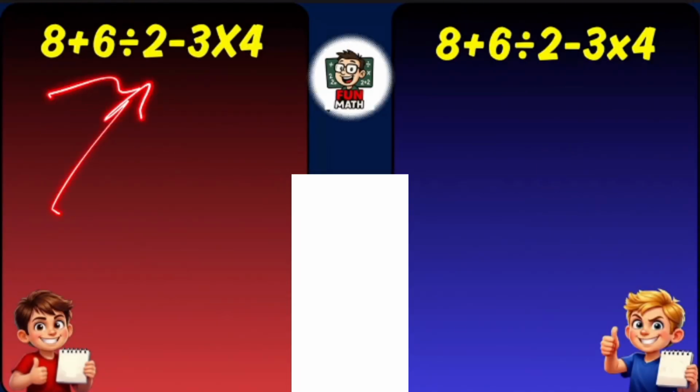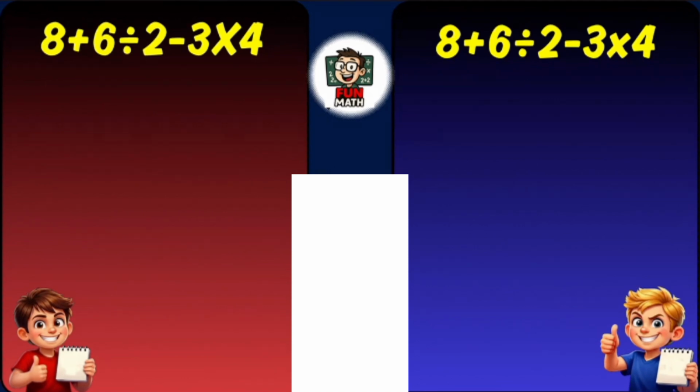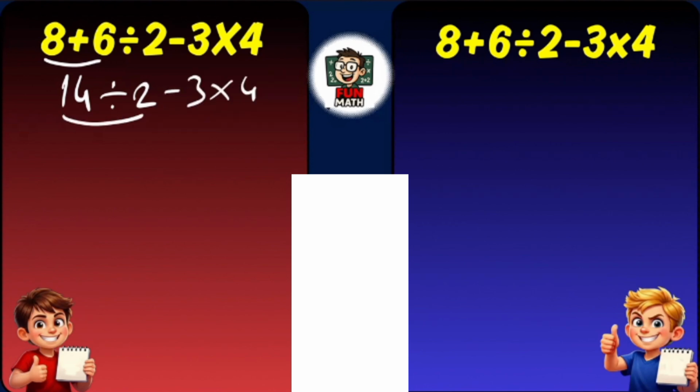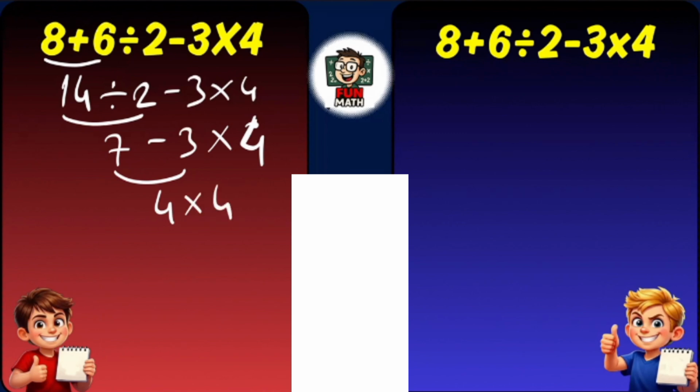Let's start with the first solution. First, addition: 8 plus 6 equals 14. Divide 2, minus 3, multiply. Now division: 14 divided by 2 equals 7. Now, subtraction: 7 minus 3 equals 4. Finally, multiplication: 4 times 4 equals 16.